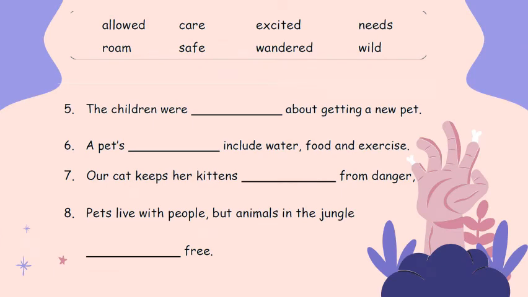Number 5. The children were blank about getting a new pet. The children were excited about getting a new pet. We use the word wondered, the word allowed, care, excited, and wild.